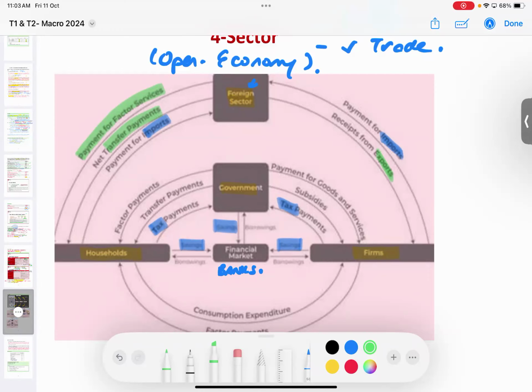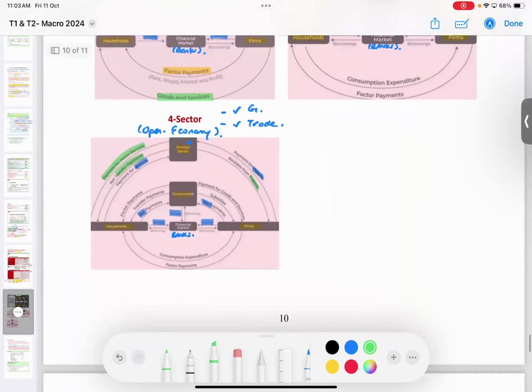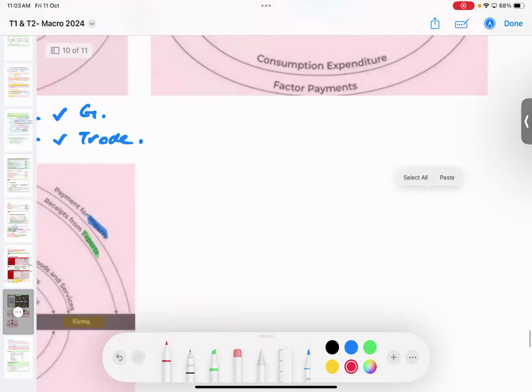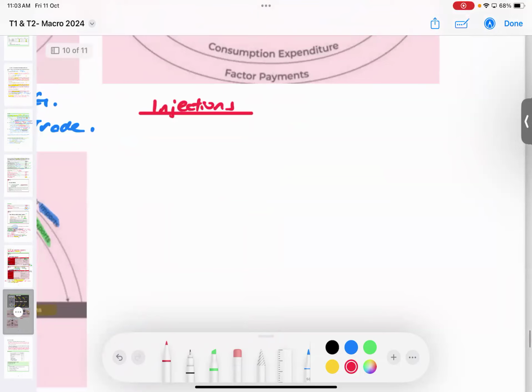Now from all these three diagrams, I want you to know what the injections and leakages are. This one I want you to write down. Important theory question in the midterm. Injection and withdrawal. When I say withdrawal, it means leakage. It's the same thing.